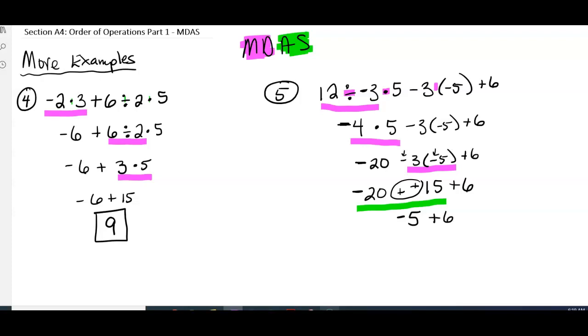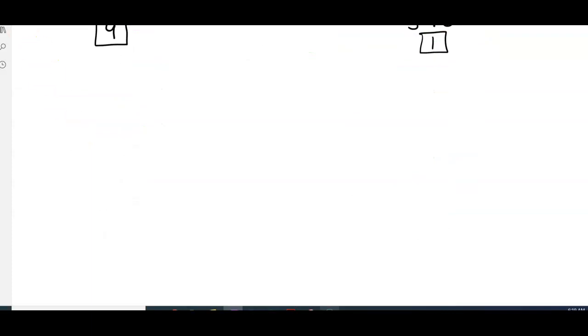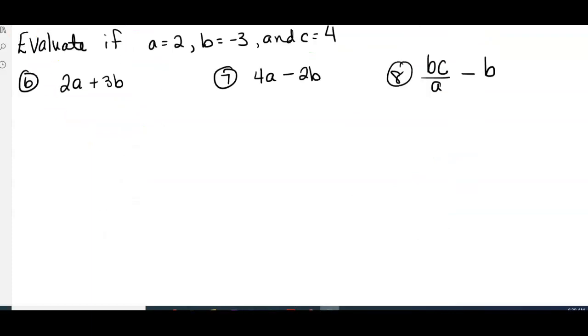Again, negative 5 and a positive 6. Different signs subtract. 6 minus 5 is 1, and since the 6 is bigger, it's a positive 1. Okay. All right, there's one other type of problem that I wanted to do for our notes, and it's right here. What we're going to do is evaluate. And evaluate is just a fancy word for plug in.